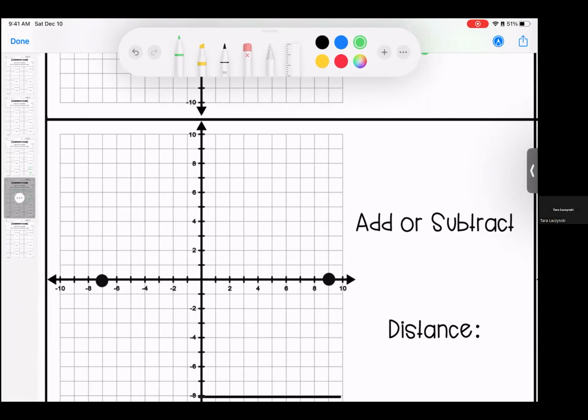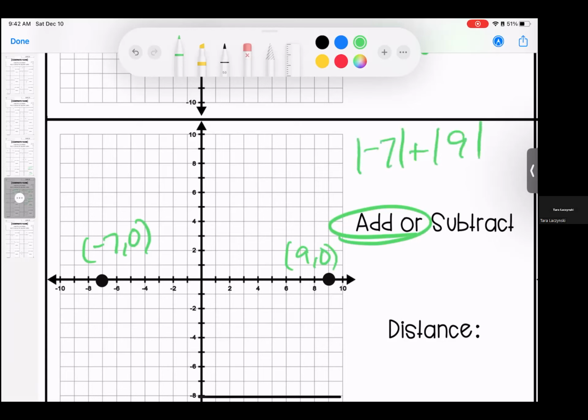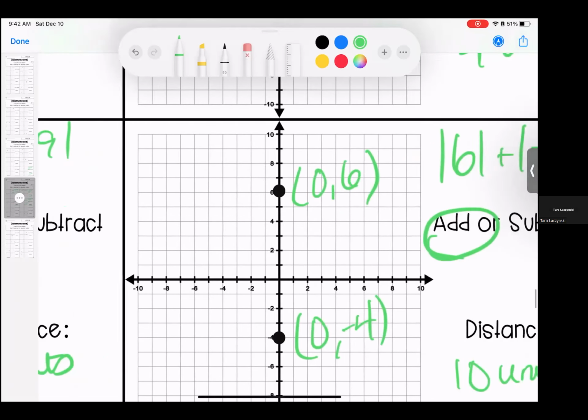They are going to be a positive and negative, so we're going to need to add them. We have negative 7, 0, right? Because we go to the left, but we don't go up. And over here, we have 9, 0, because we go to the right, and then we don't go up. Absolute value of 7 plus the absolute value of 9 gives me a distance of 16 units.